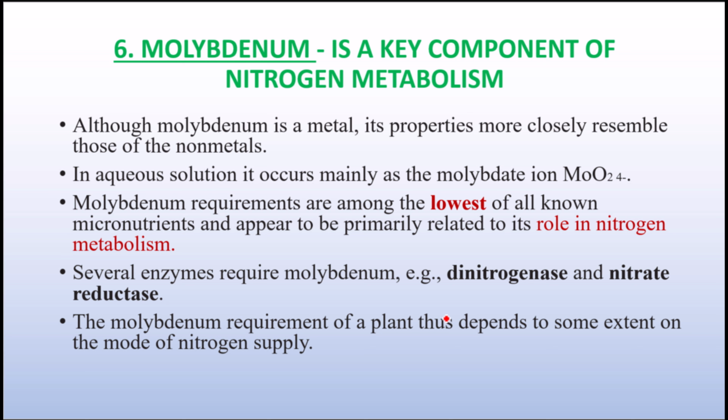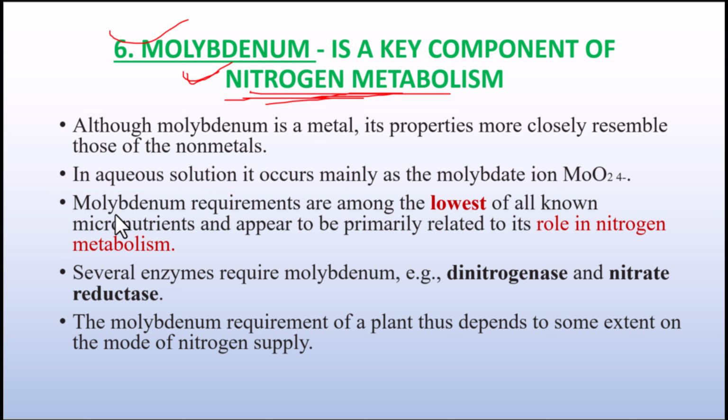The next micronutrient is molybdenum. Molybdenum is a key component of nitrogen metabolism. The main role of molybdenum is mainly in nitrogen metabolism. Apart from that, this micronutrient is required by the plant in very small amounts.